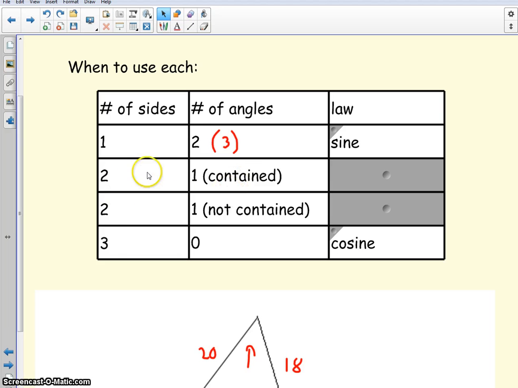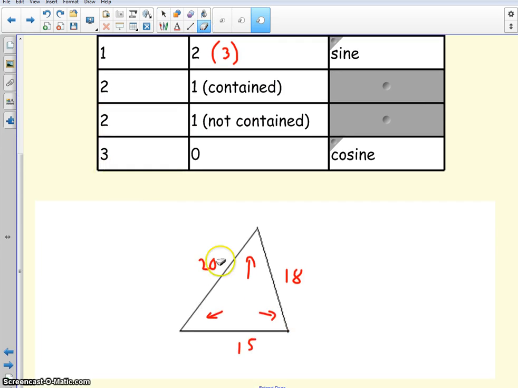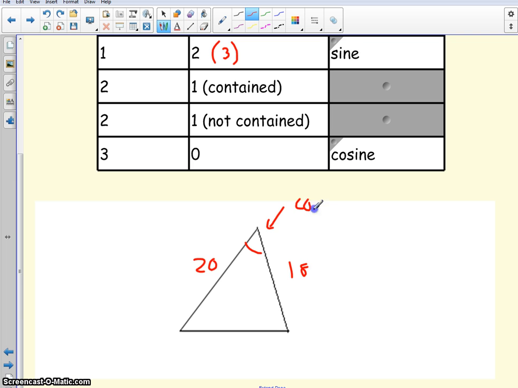Okay, let's look at these last two. In each of these situations you're being given two sides and an angle, and we need to look at the definition of a contained or not contained angle. So let's go back to our example triangle down here. Let's say I'm given two sides. Let's keep this being 20 and this being 18. The contained angle would be this one right here. It's the angle that is between the two given sides. You can think of it as an angle sandwich if you like. So this angle is sandwiched between 20 and 18. Let's say I'm given this one as being, I don't know, let's say it's 42 degrees. This one is the contained angle.